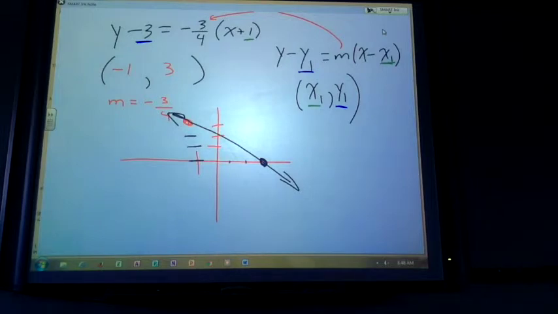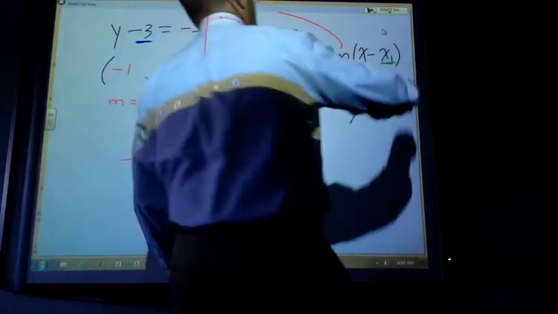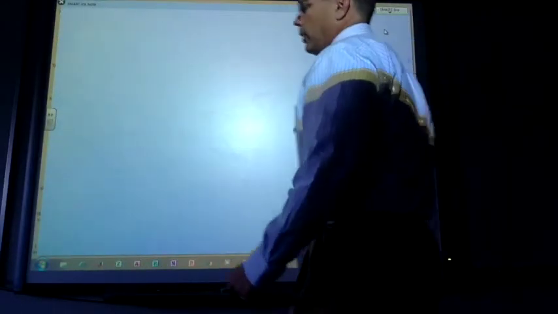All right, pop quiz time, and then I'm going to do these 3 special cases, or 2 special cases. All right, I want each of these graphed.